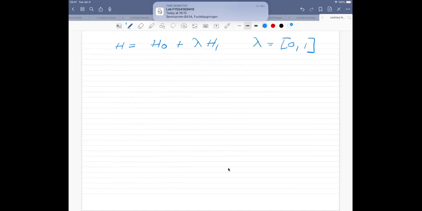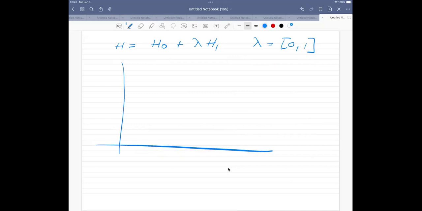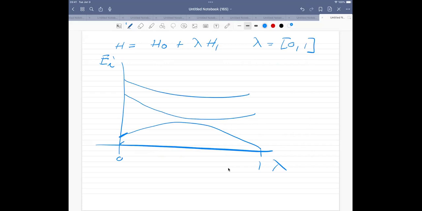So the computational basis stays the same. There's no change here. So H0 is unchanged, but H1 can be changed. So what we will get then, when we look at the eigenstates as a function of this parameter lambda from 0 to 1, these are the eigenstates, E_i. We are going to have a situation here where this state begins here, and then something happens. And then we have another state which goes like this. This is just a sketch. So this could be the lowest lying state, the ground state, E1, E2, and E3.